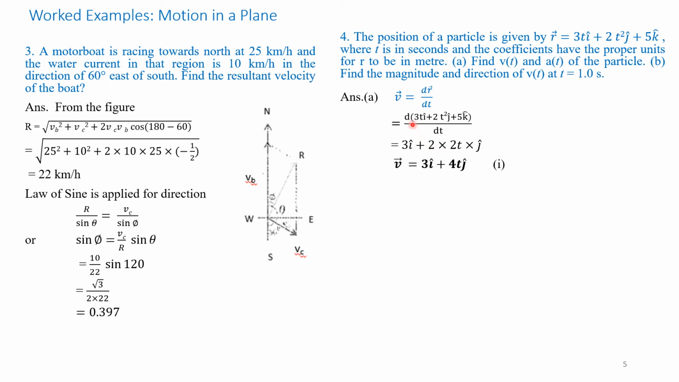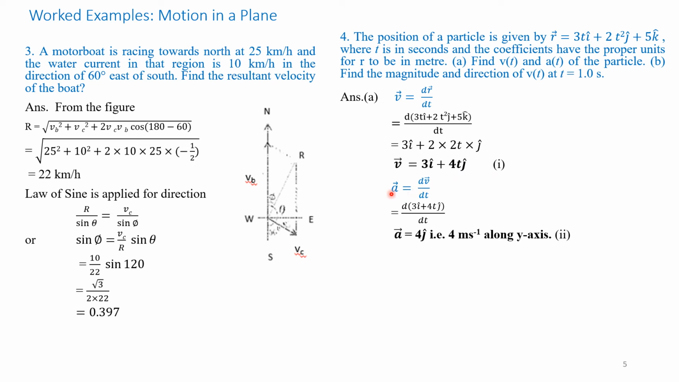Therefore, d by dt of 3t i is 3i plus d by dt of 2t square is 2 into 2t into j, and d by dt of 5k is 0. Therefore, velocity vector v is equal to 3i plus 4t into j, as shown in figure. Let it be equation 1.